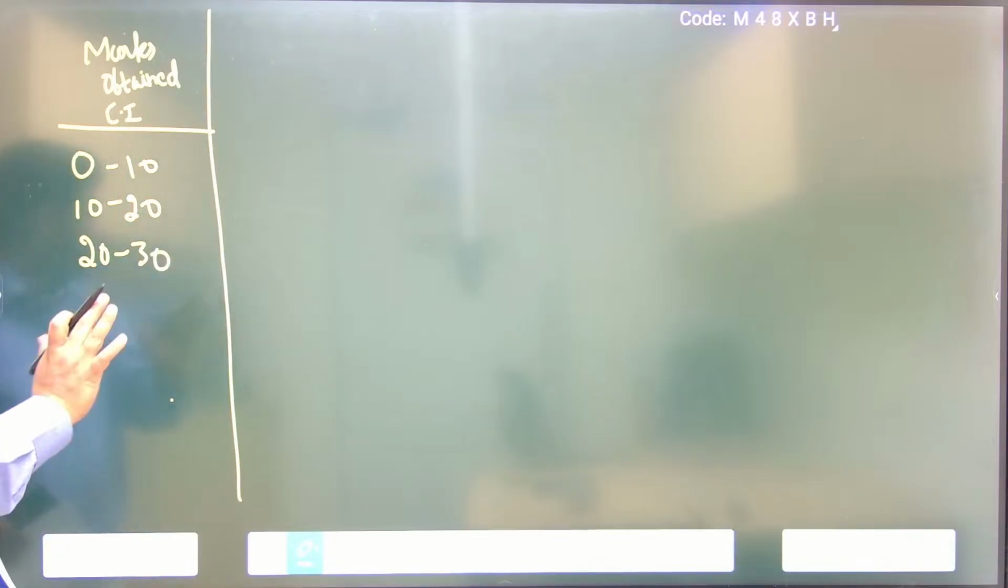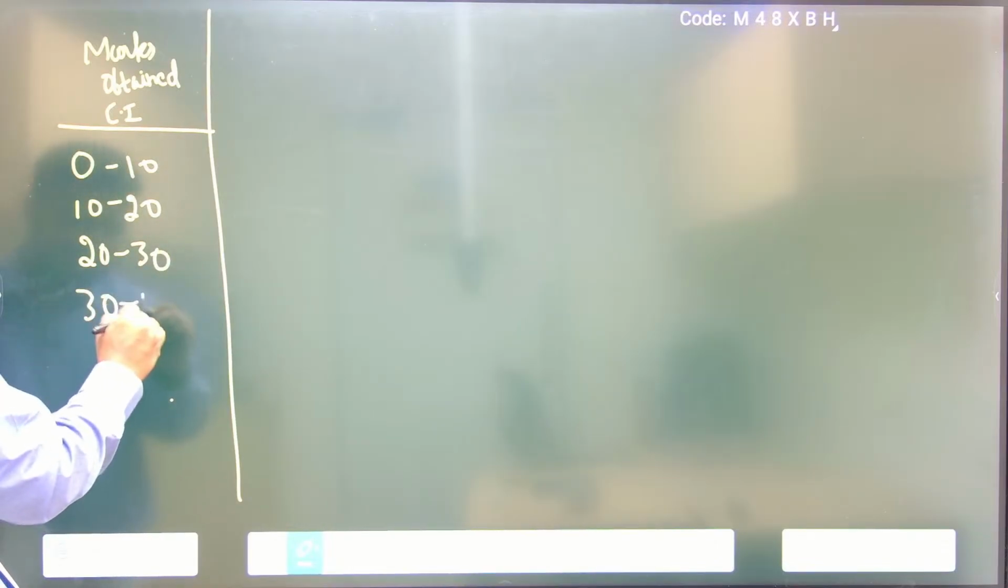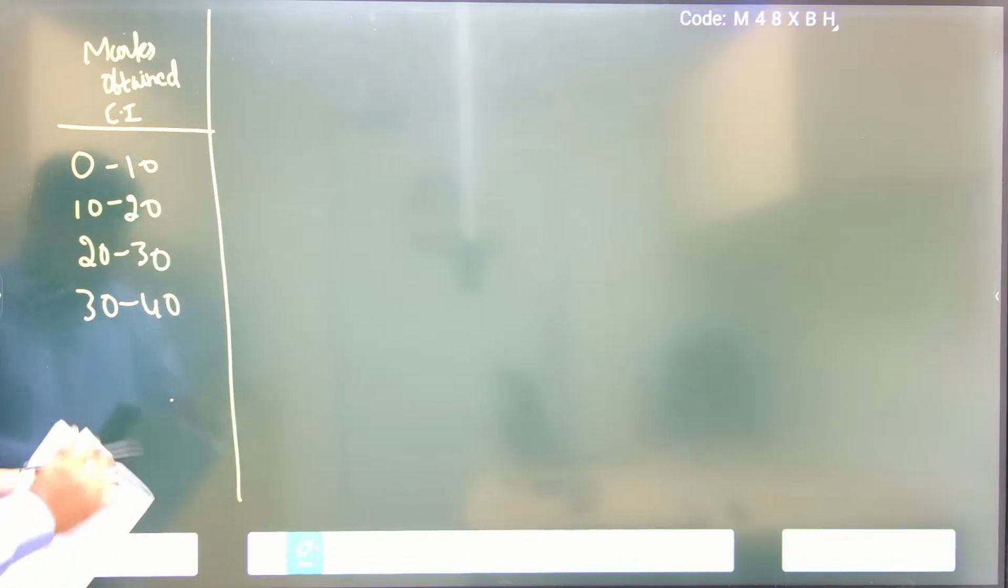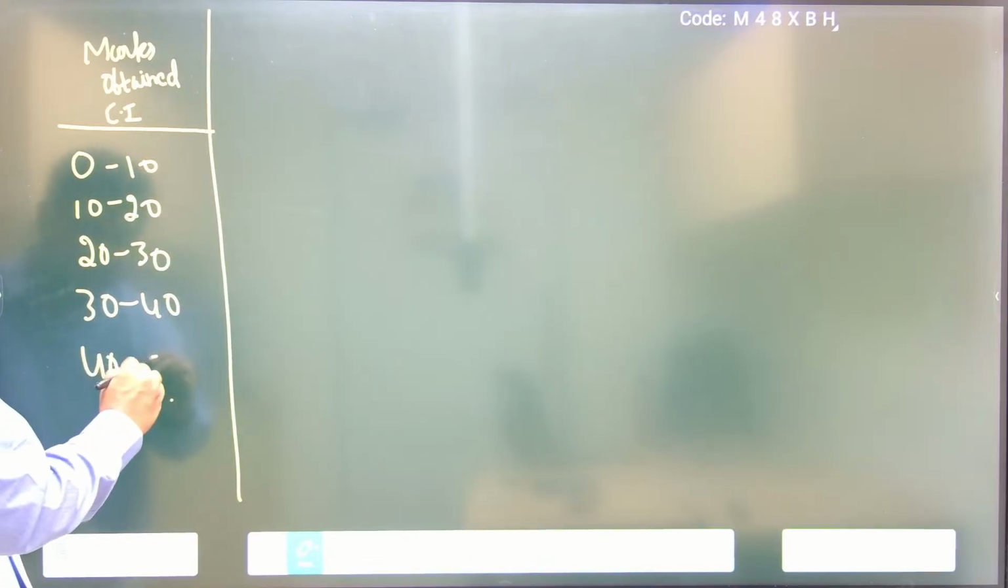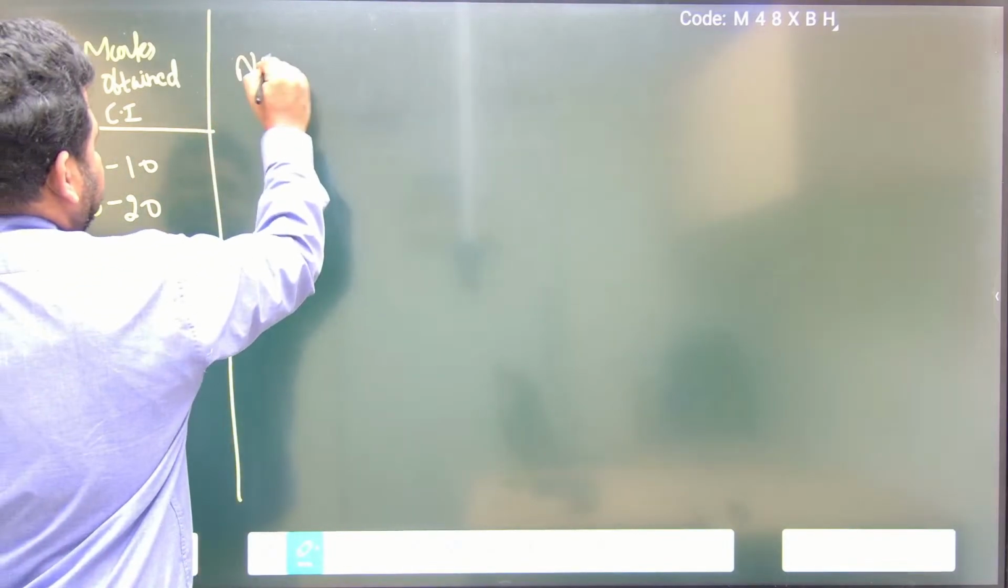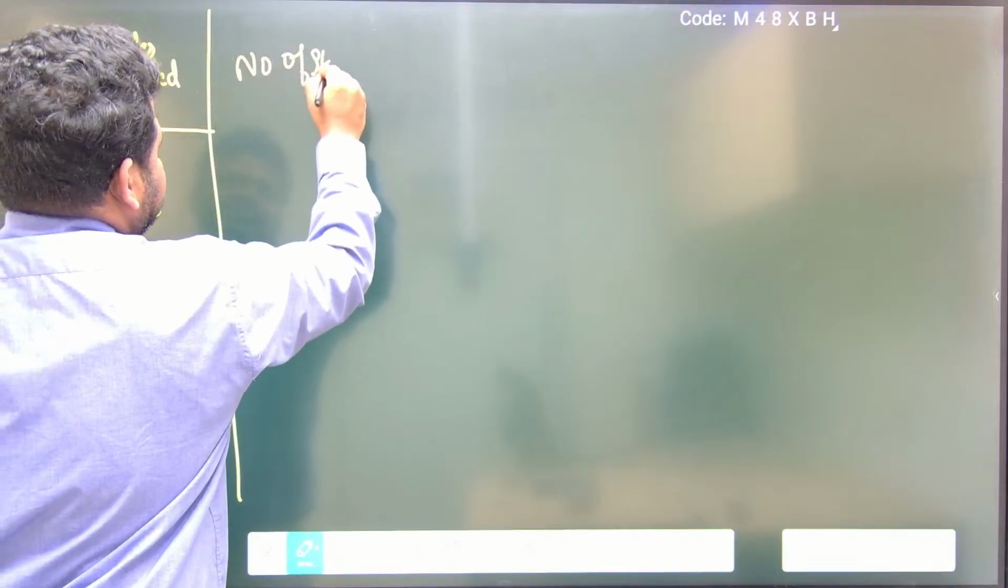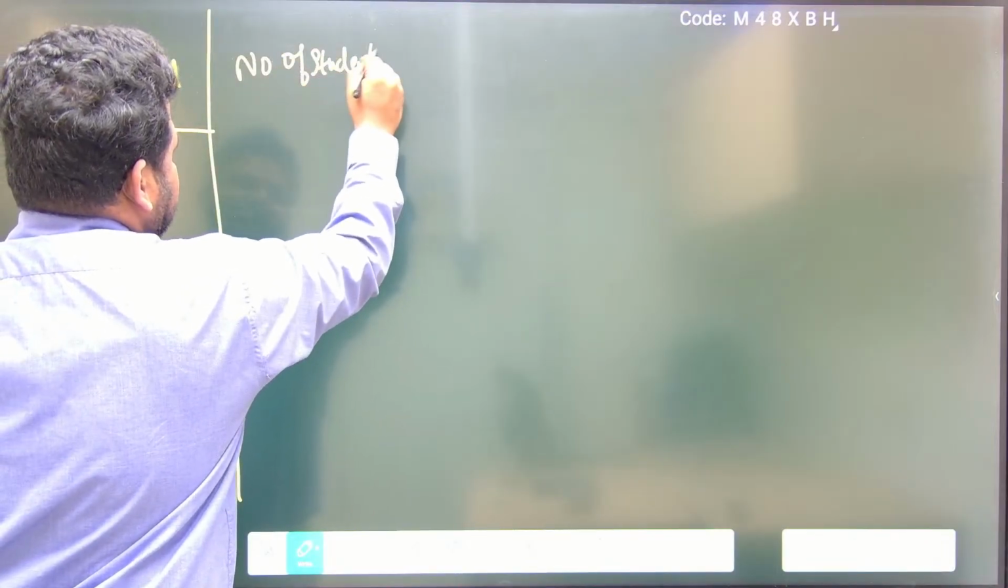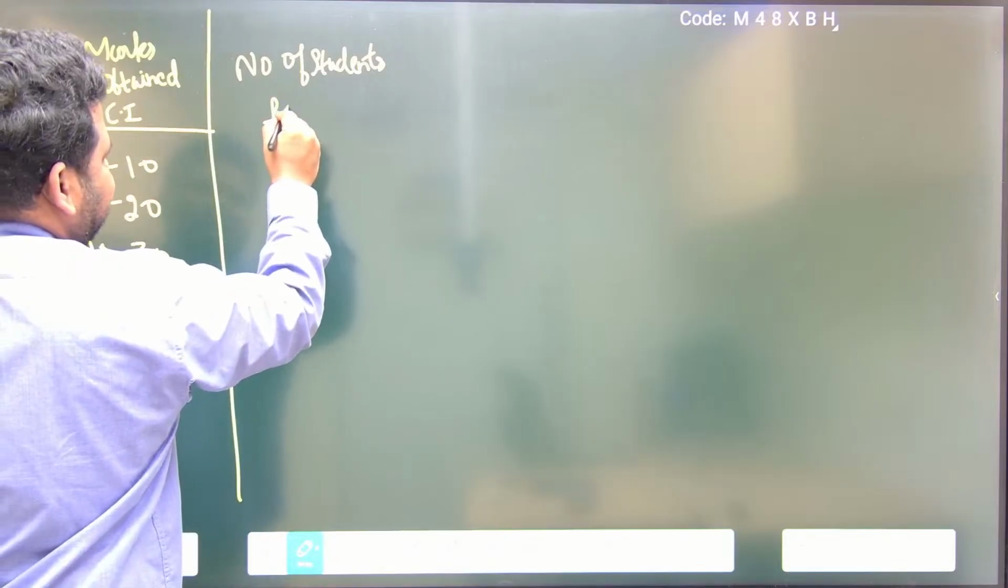Write down very carefully, this is very important. Otherwise you will go wrong. The entire question will go wrong even if you solve it correctly, because you have to take the values correctly as given. Next is frequency, that is the number of students, Fi. Have they given Xi? No, we should find it ourselves.